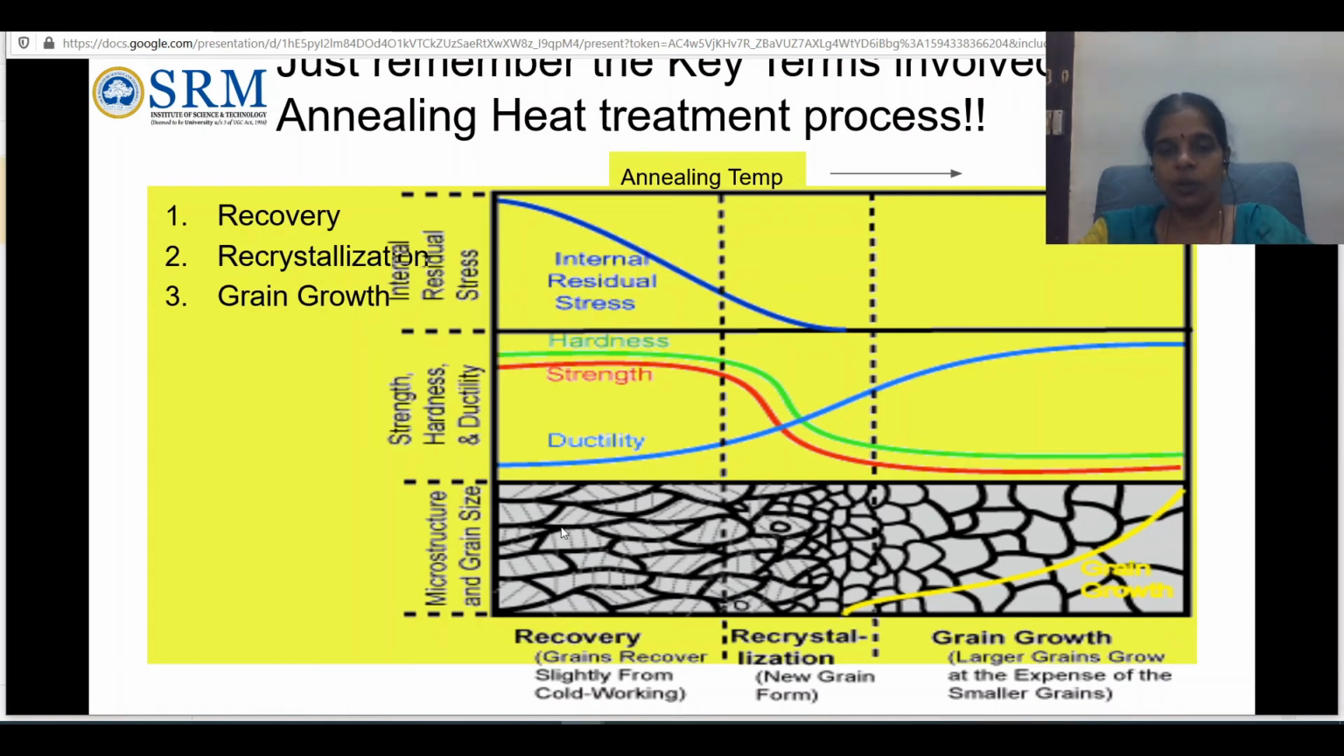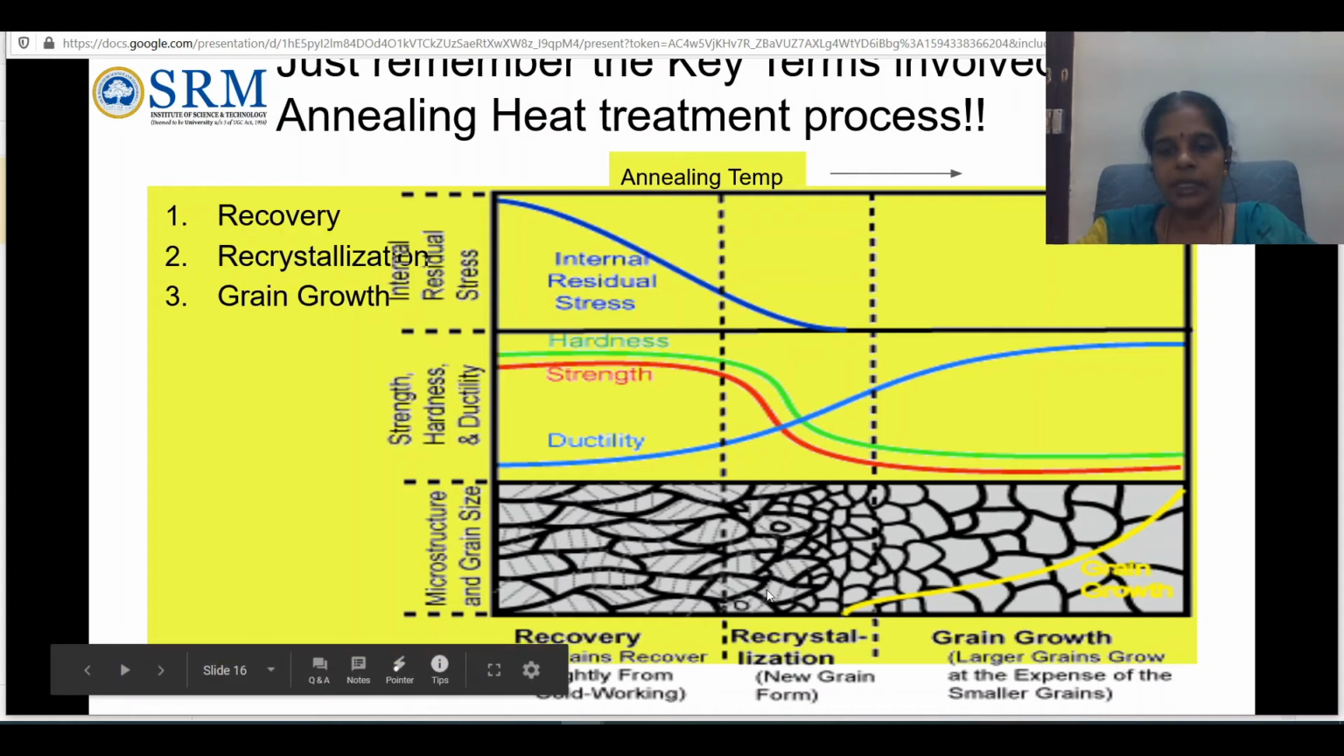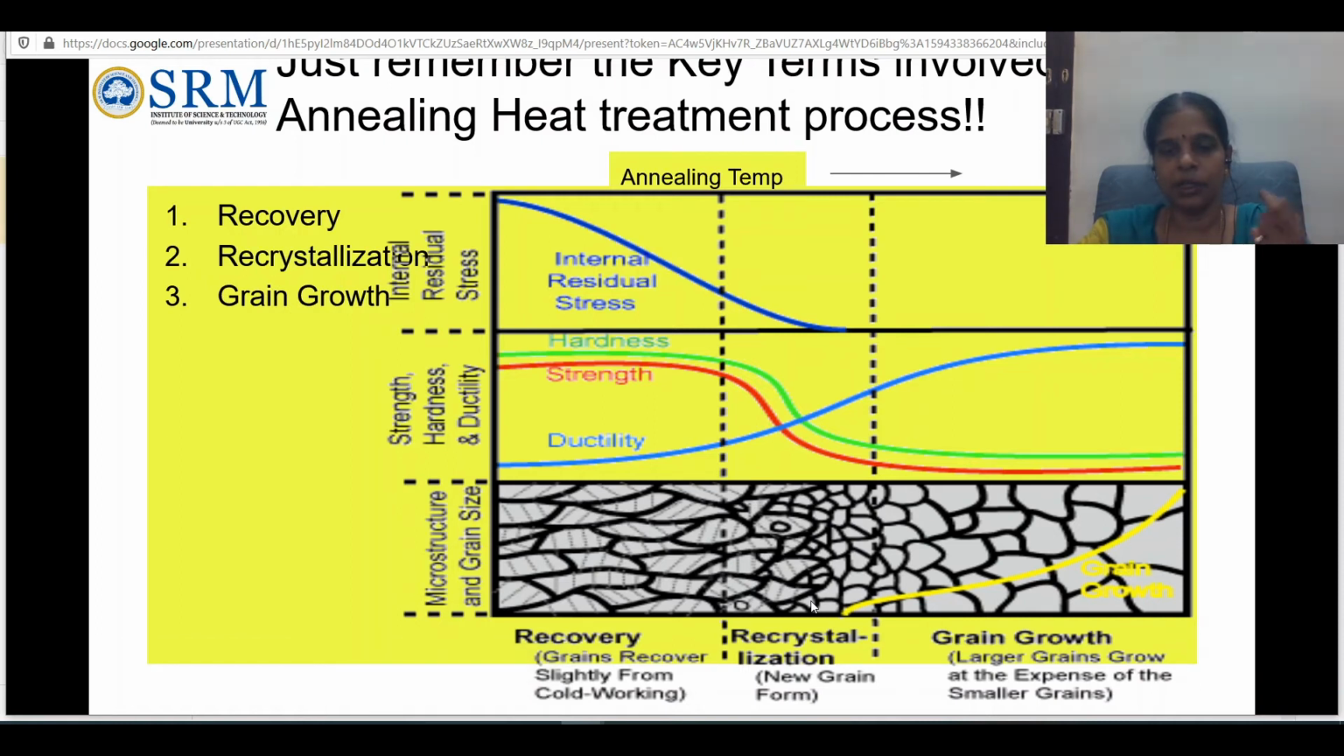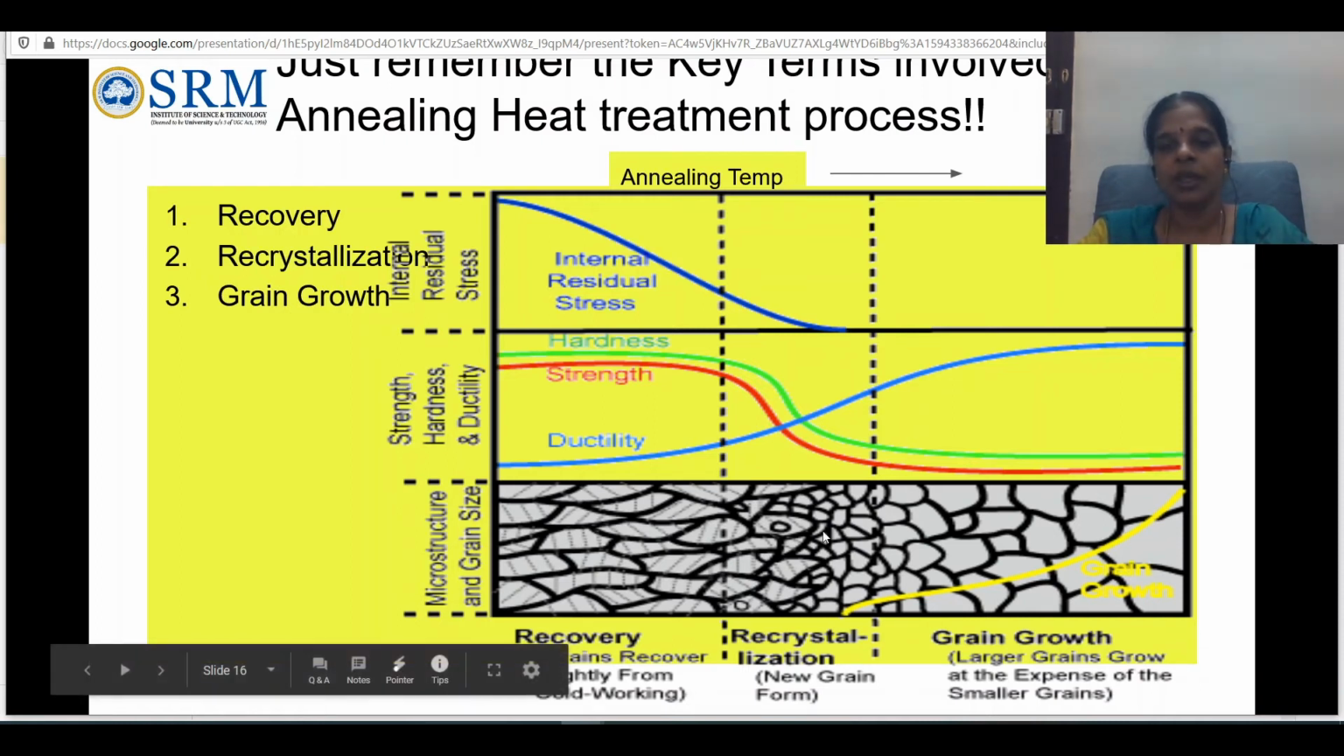Okay, so when you want to apply more force, it is very difficult to elongate or stretch the grains. So when you keep on increasing the temperature, what happened? At a point, new grains start forming at the expense of the distorted grains. That is called recrystallization. New grains are getting generated, new grains are getting formed.